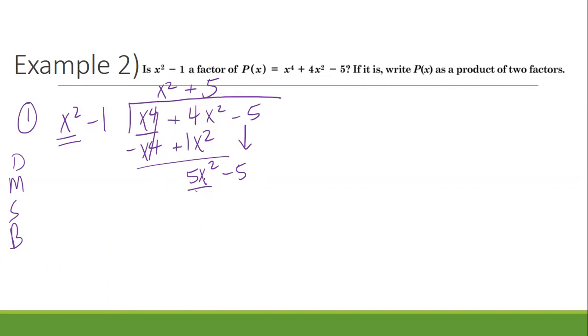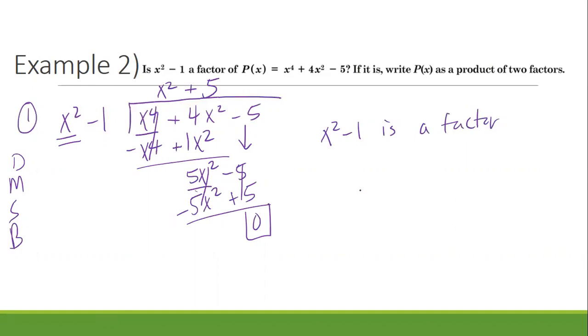All right, plus 5. So then we multiply, and we have 5x squared minus 5, subtract, which means we're changing the signs, and we're left with what? 0. So what does that mean about x squared minus 1? X squared minus 1 is a factor. Okay, so therefore, x to the 4th plus 4x squared minus 5 equals x squared minus 1 times x squared plus 5.